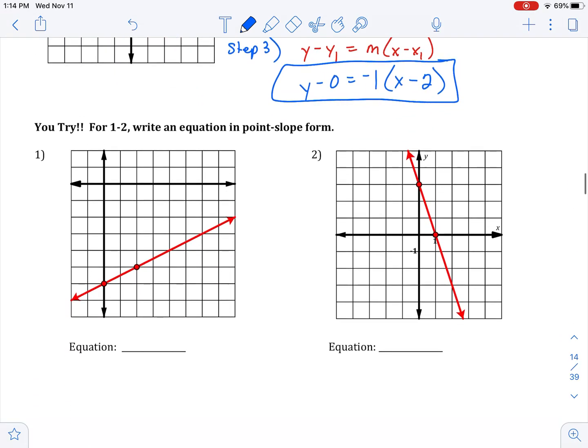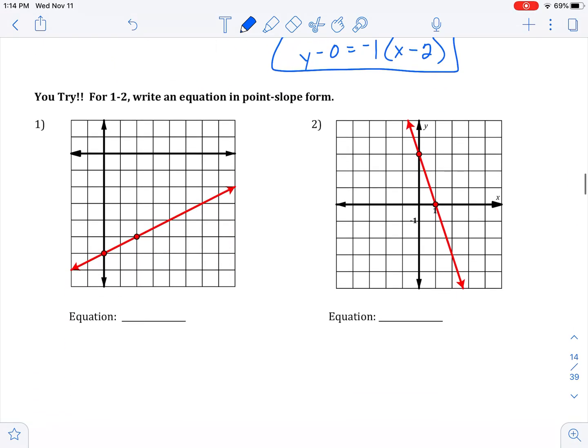Let's follow those same steps as we take on these last two problems. So, step number 1. Find the slope. I'm going to go up 1 and over 2. Slope is 1/2. We are going to pick a point, not the y-intercept. That is this point right here, which if I count this out on my graph, it is over here at 2. And that's negative 1, negative 2, negative 3, negative 4, to negative 5.